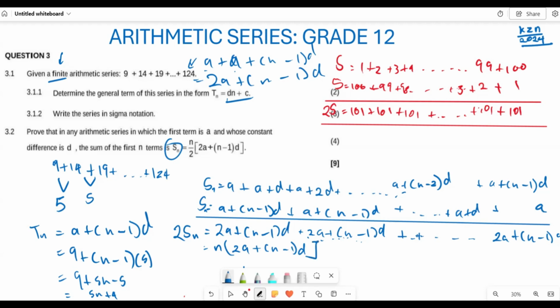Now, remember this is 2Sn. If I want to find out my Sn, then I say, look, my Sn is going to be the same as what? I divide by 2 everywhere. So this is the same as n over 2 into (2a plus (n − 1)d), which is the formula that we were required to prove.